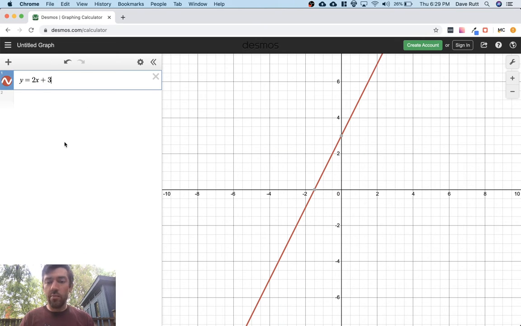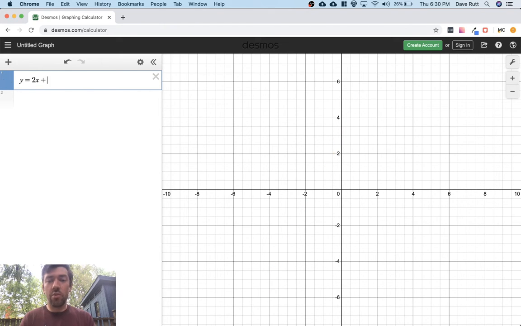Now this is a line. If you don't understand that, that's fine. You don't have to. You can use it even without understanding it, and you can play around with it and see how it changes. So here's what we want to play around with. I basically want to change these two numbers, 2 and 3, and see what happens.